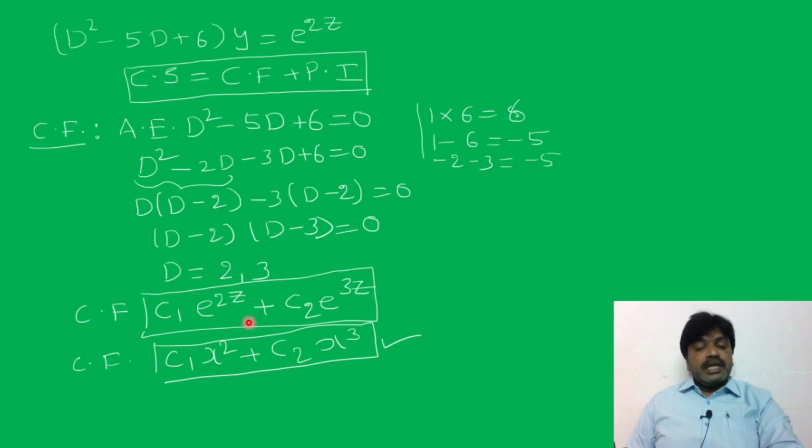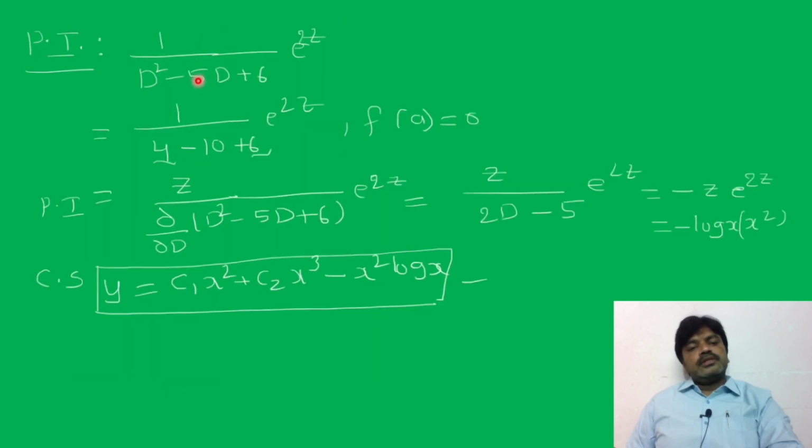But our solution is in terms of x, so e power 2z is x square and e power 3z is x cube. Now I want to find the particular integral: 1 by D square minus 5D plus 6 into e power 2z. Replacing D by 2, we get f of a equal to 0. So the procedure is to write z in the numerator divided by the derivative of the denominator with respect to D. Differentiating, we finally get minus z e power 2z. In terms of x, minus z means log x and e power 2z means x square. Add the complementary function and particular integral to get the required solution of the given problem.